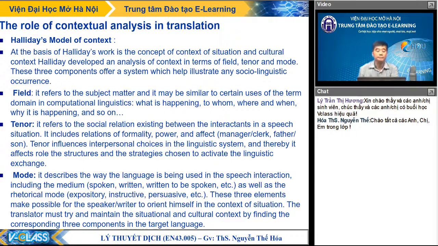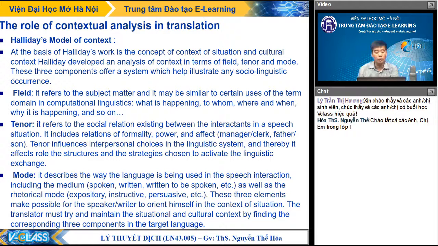So what are they? Now, field. Field refers to the subject matter. It may be similar to a certain usage of the term domain in computational linguistics. It shows what is happening, to whom, where, and when, and why the matter is happening. I repeat, field means what is happening.